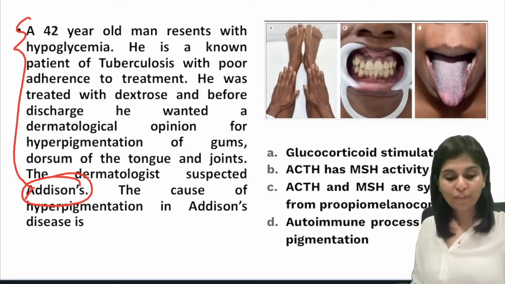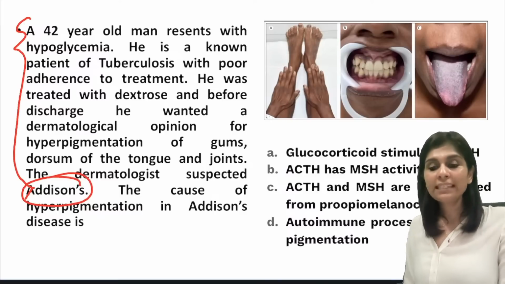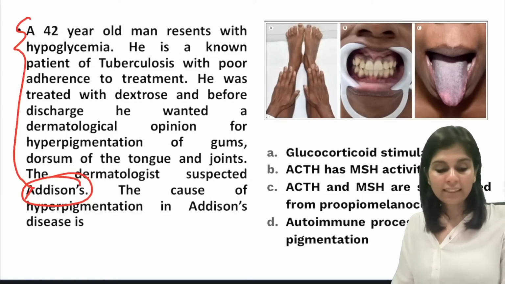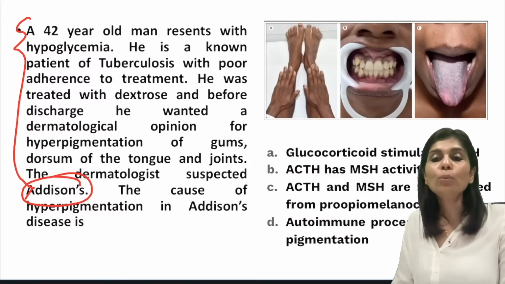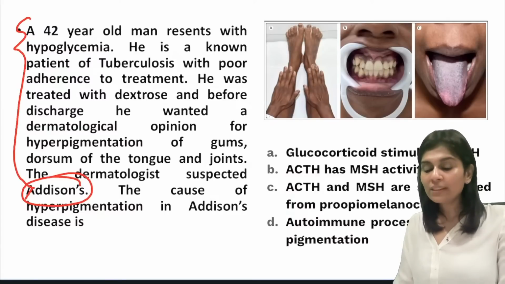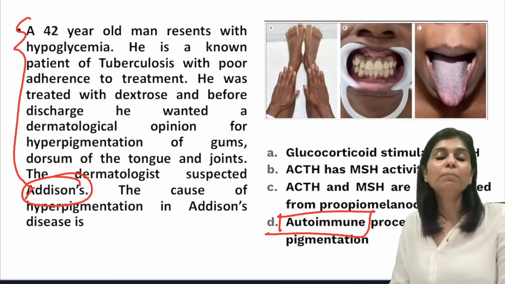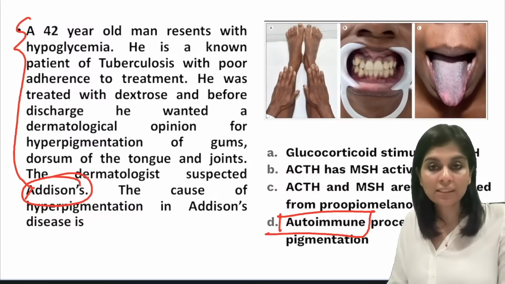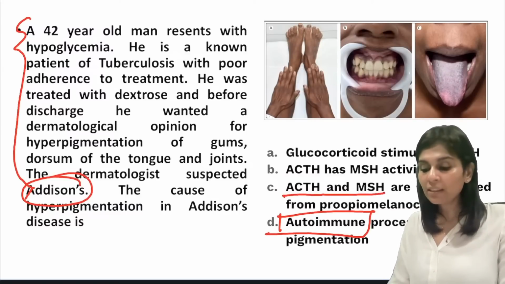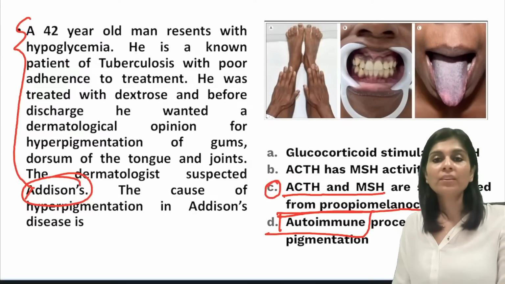So the cause of hyperpigmentation in Addison's disease. Glucocorticoid stimulates MSH is choice A. ACTH has MSH activity. ACTH and MSH are synthesized from pro-opiomelanocortin. Autoimmune process stimulates pigmentation? If at all an autoimmune process causes something to do with pigmentation, it will cause depigmentation. It is not going to cause hyperpigmentation. So what is the reason for hyperpigmentation in Addison's? It is because ACTH and MSH are synthesized from pro-opiomelanocortin. Answer is choice C.